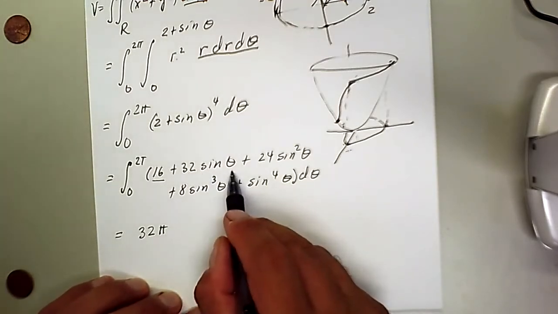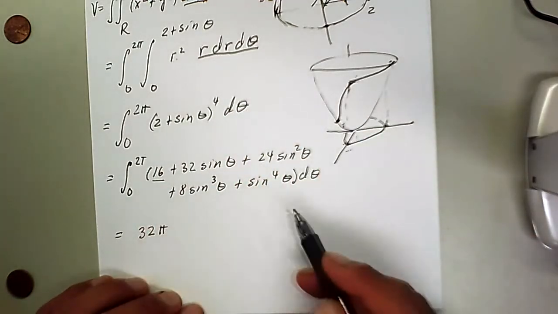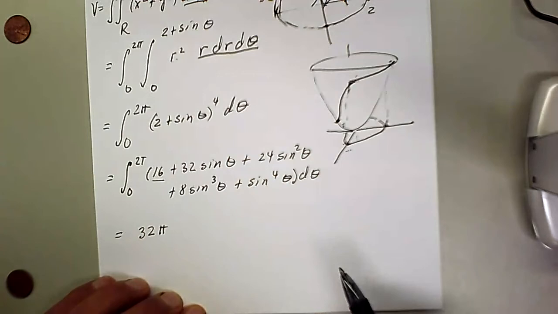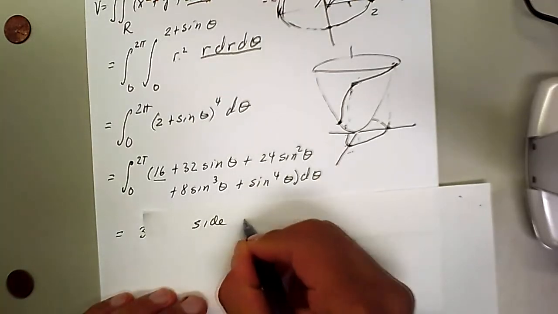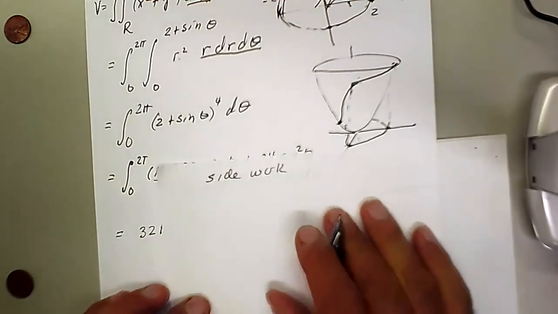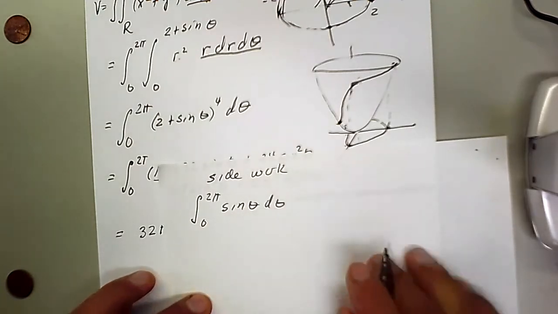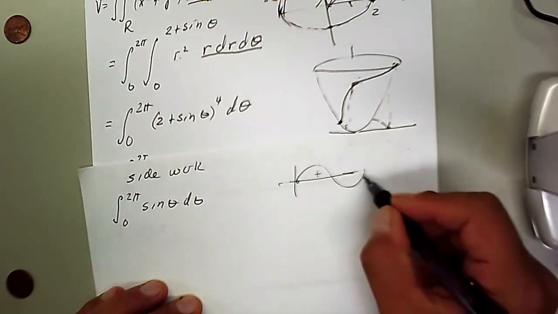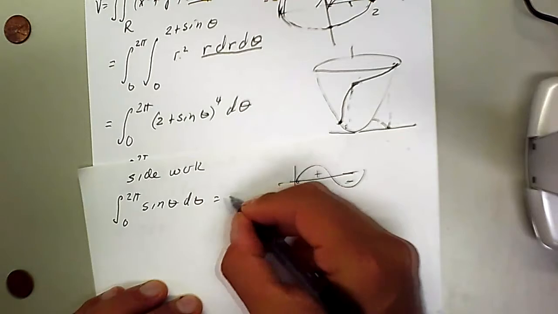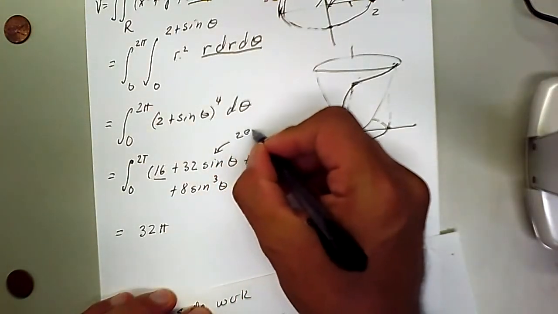Sine of theta, now think about that. Sine of theta is just your regular wave function. If we integrate from 0 to 2 pi, never mind the 32, but just the sine of theta, you're going to get 0. This is some side work. If you integrate from 0 to 2 pi sine of theta with respect to theta, just think about it. Whatever this is positive, which is 2, whatever this is negative, cancel. So they add up to 0. So this guy is going to be 0 after we integrate.